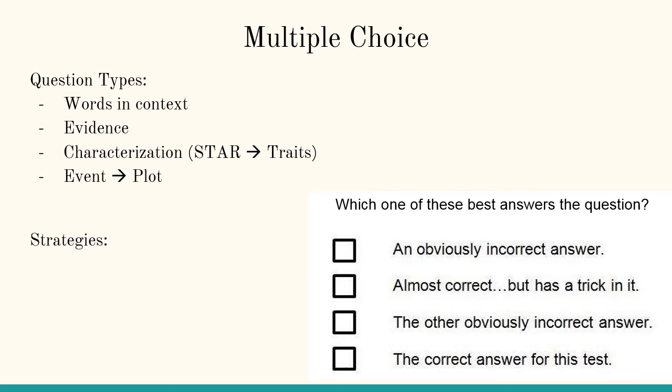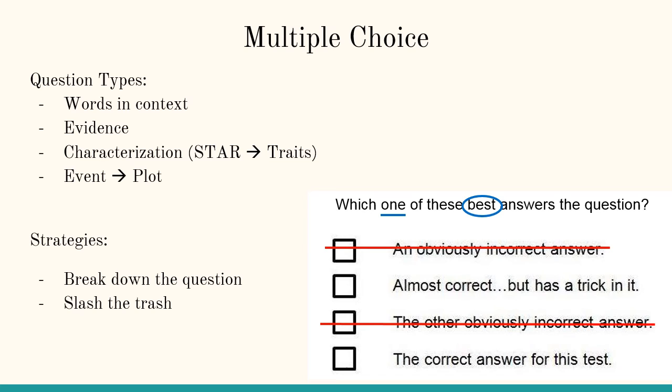Strategies for answering multiple choice. We've gone over these, but a quick run through again. Step one, you want to break down the question, really identify very precisely exactly what the question is asking you and what the answer will have to provide in terms of information to completely answer the question correctly. Once you know exactly what the question's asking and what you're looking for, a lot of times you won't know the right answer right away, but you will be able to identify one or two answers that are clearly wrong. This step of eliminating clearly wrong answers is called slash the trash.